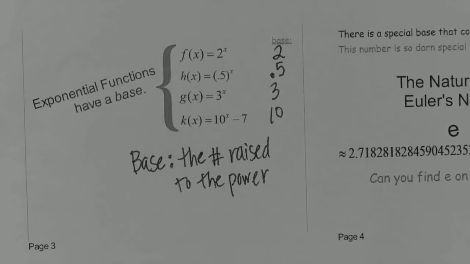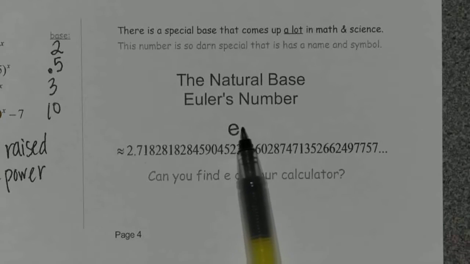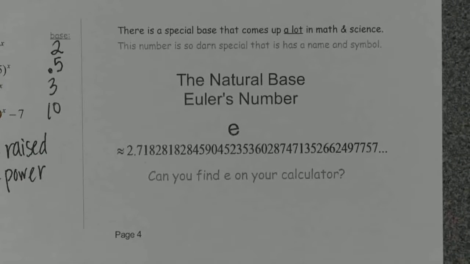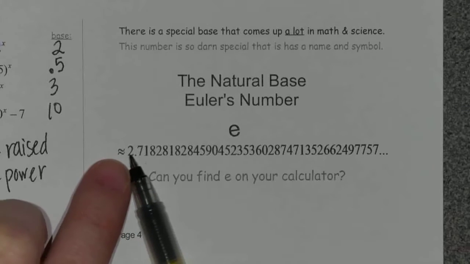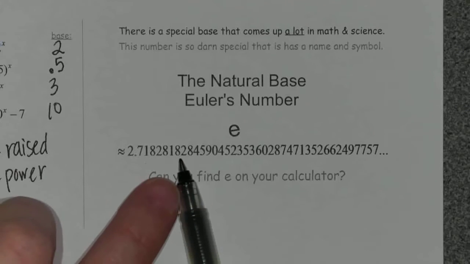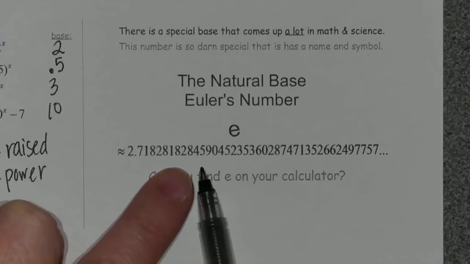Now, in mathematics and in science, there's a special base that occurs all of the time. That base is called Euler's number, and we represent it with the letter E. Now, you guys are really familiar with pi, right? We represent pi with that little pi symbol, and we know that that number is 3.14. Well, this Euler's number is the natural base. It happens really frequently in things that decay or grow. So that number is approximately 2.71828818. It's like pi in the fact that it goes on forever without repeating and no patterns.